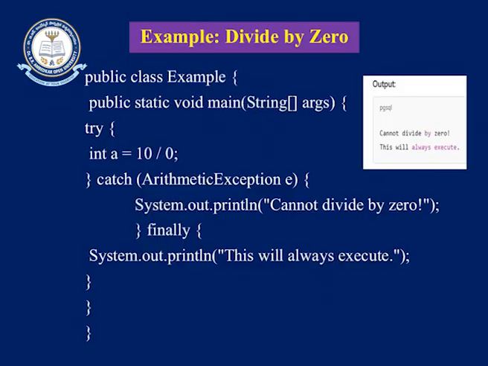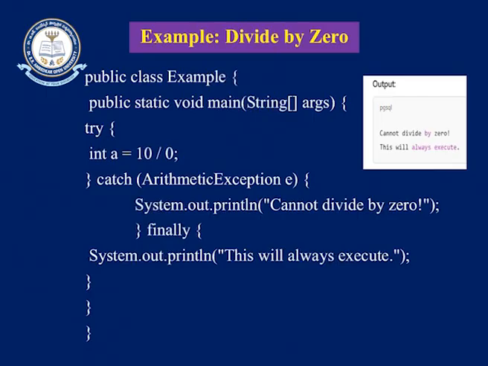So this is the example program for the exception. Is this a built-in exception or a checked exception? Here I am creating one class, and my class name is Example. Public static void main is the main program. After that I am using try. In try I am keeping some code: int a = 10 / 0. Any number can't be divided by 0. That is the exception statement.